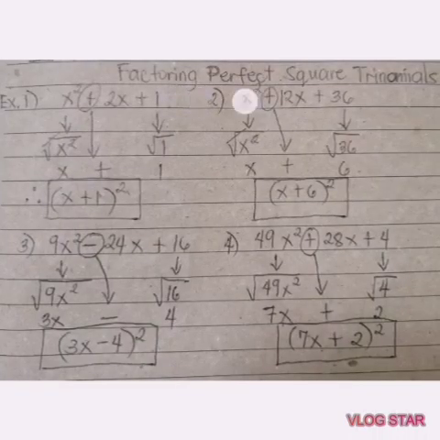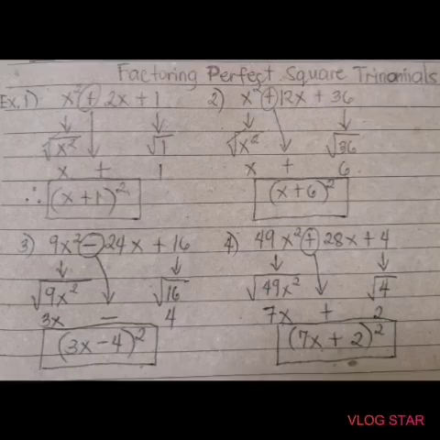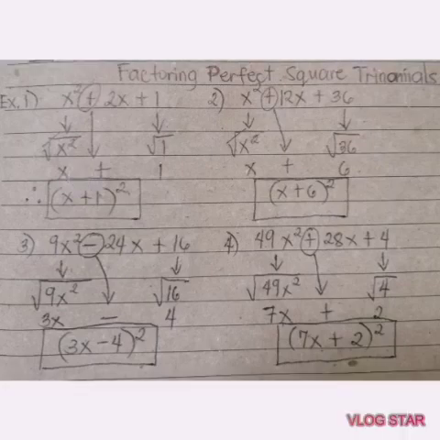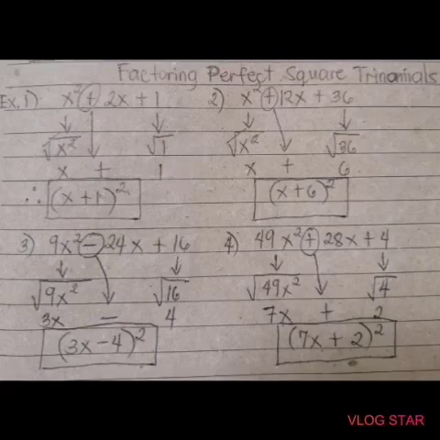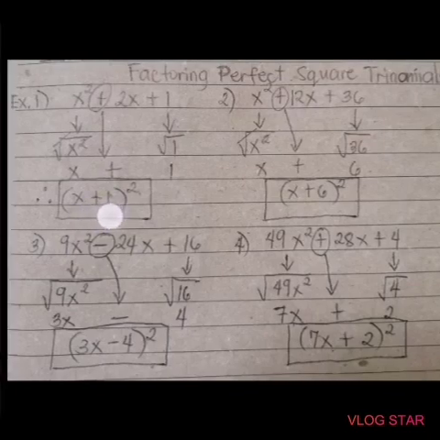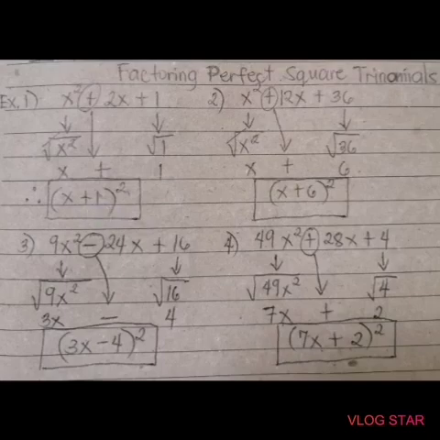Okay, in factoring perfect square trinomials, since we will be using this in solving quadratic equations by completing the square, first, you have to square the first term, which is x squared. Now, the square root of x raised to 2 is x. Now, the square root of 1, which is your last term, is 1, of course. Therefore, the factors now are the quantity of x plus 1 raised to 2.